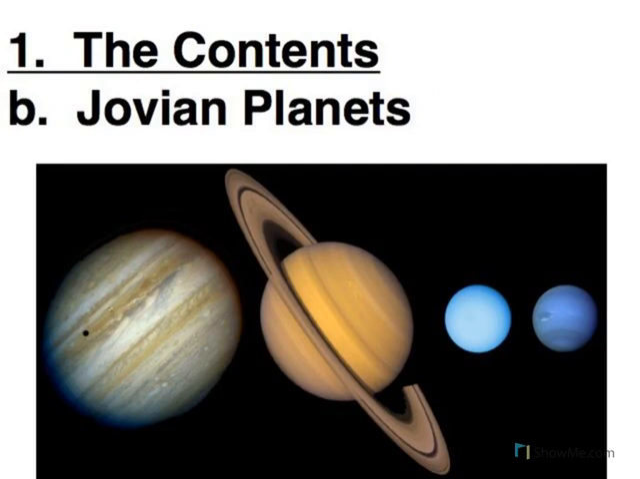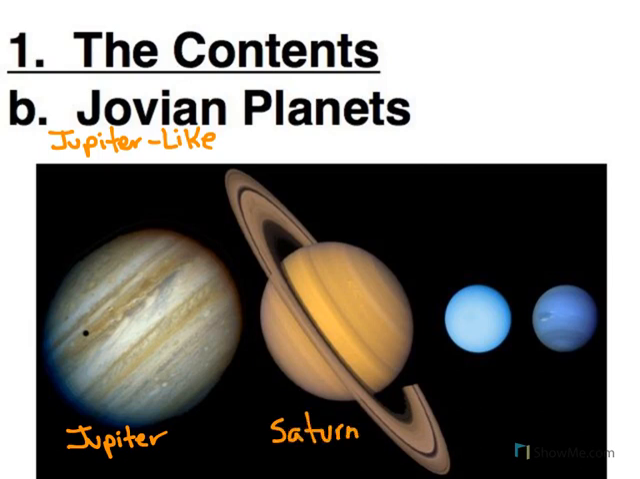Our next four planets are called Jovian, and Jovian means Jupiter-like. The word Jove refers to Jupiter. If you ever heard the expression by Jove, that refers to Jupiter. And so our Jovians, we've got Jupiter, Saturn, Uranus, and Neptune.